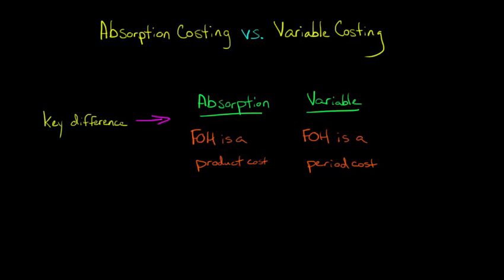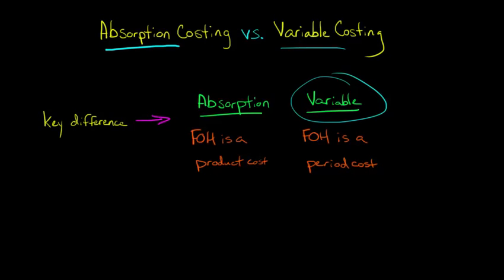In this video, we're going to talk about the differences between absorption costing and variable costing. If you remember from our previous videos, these are two different methods used when we compute product costs and ultimately cost of goods sold for a manufacturing firm. The key functional difference is that with absorption costing, fixed overhead is treated as a product cost or inventoriable cost, in the sense that it gets attached to the product and flows through cost of goods sold.